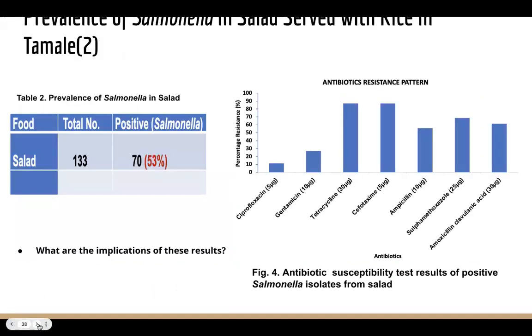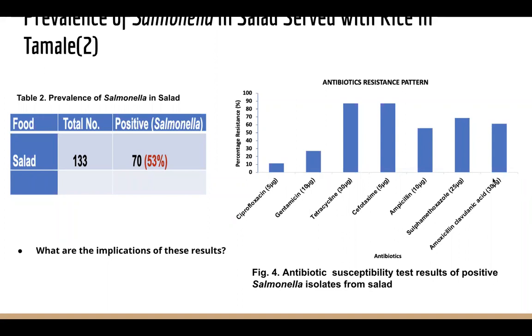Yeah, so you can see that out of the 133 samples we took from different street food vendors by the roadside selling mixed salad, we found out that 70 of them were highly contaminated with salmonella. And the resistant pattern is on the right side, where you have the tetracyclines and ampicillin also a bit higher, and then amoxicillin clavulanic, which is also higher.